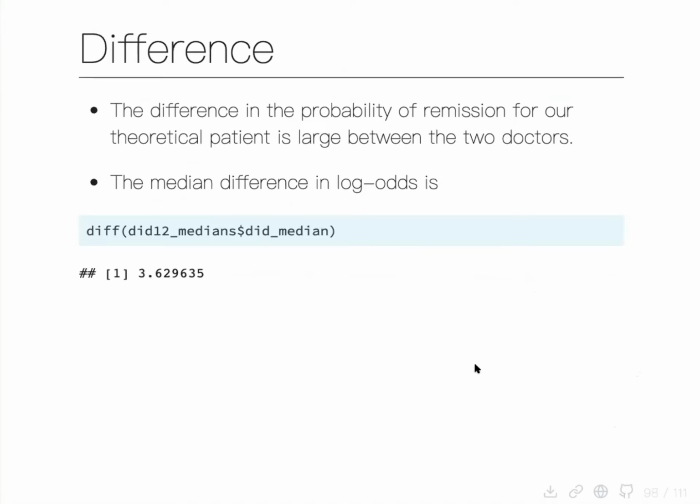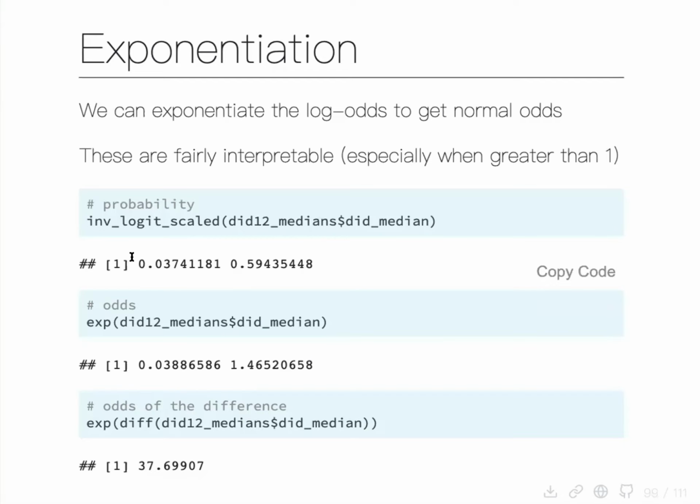I know we're out of time, but just as a last thing, I want to show you, you can compute the difference of those distributions. We get 3.629. You can put that on the probability scale, okay? So there's about a 3% chance and a 60% chance with first versus second doctor. And if you exponentiate that, it'll transform it from log odds to just standard odds, right? I mentioned earlier that you can exponentiate any log and it'll put it back on the raw scale. So we get these things.